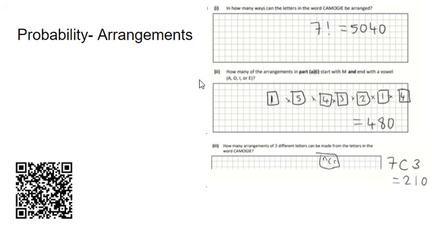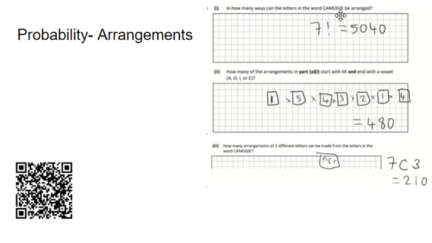Right, this is probability, and probability is a big part of the paper. Paper 2, probability has to be on it. Arrangement is one kind of subtopic that is very common to come up. So you'd see there, this is what came up last year. In how many ways can the letters in the word camogie be arranged?